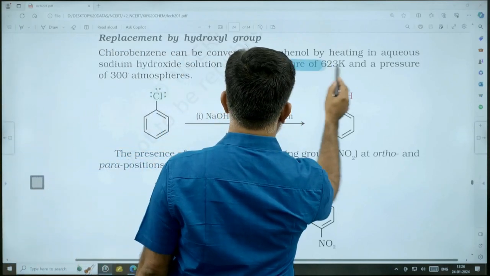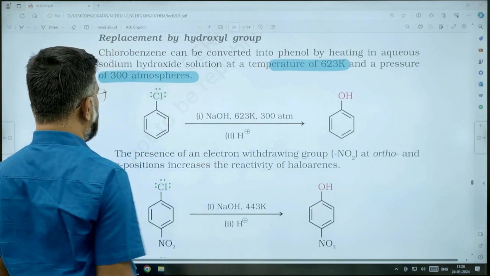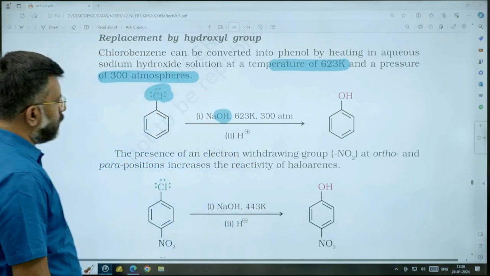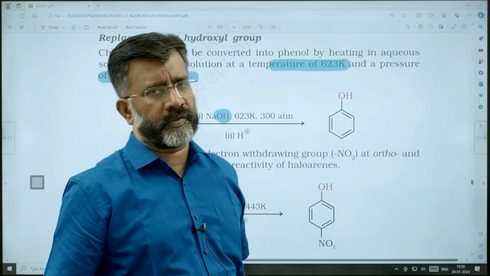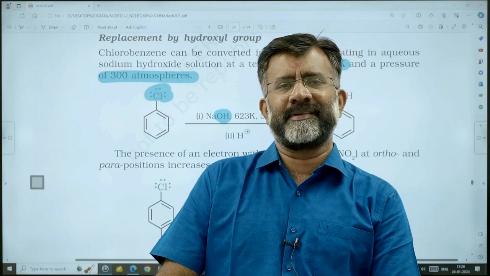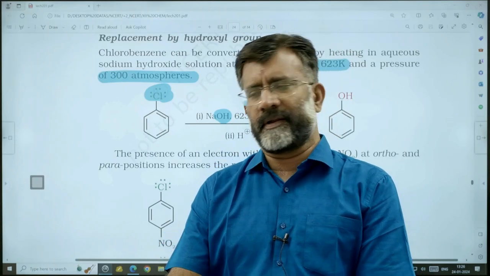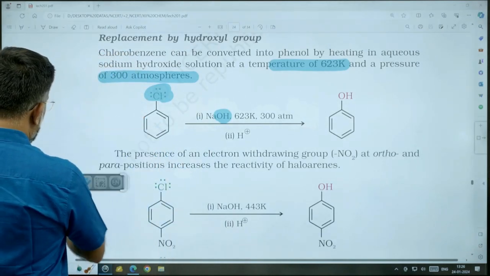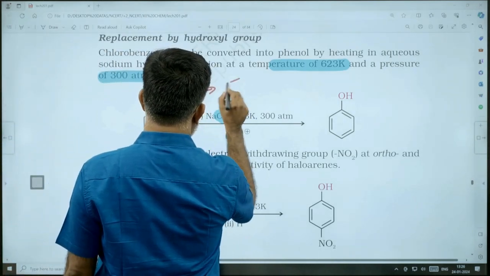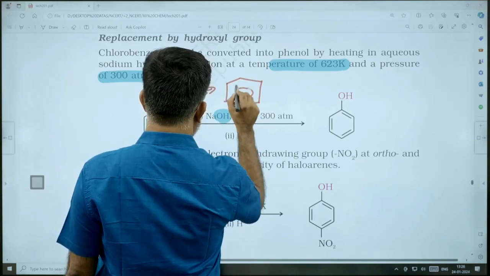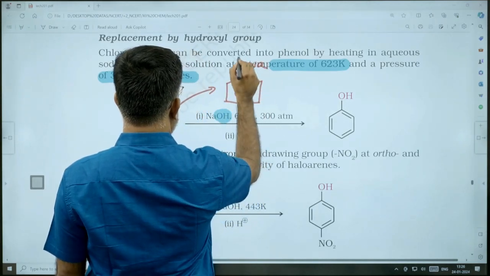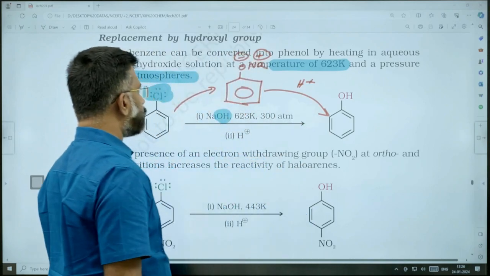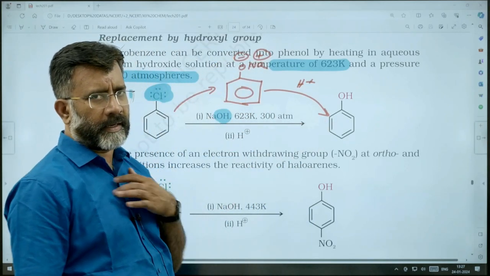At a high temperature, 623 Kelvin, and a pressure of 300 atm, chlorobenzene fused with NaOH, chlorine is replaced by the OH group. You will get initially sodium phenoxide, chlorine replaced by ONa, and that upon acidification, you get a phenol.